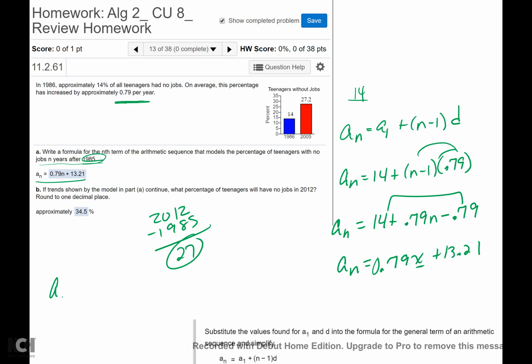So a sub 27, in other words, 27 years after 1985, it'll be 0.79 times 27 plus 13.21. 0.79 times 27 plus 13.21, you get 34.54. And to round to one decimal place, the 4 would not bump it up. Okay.